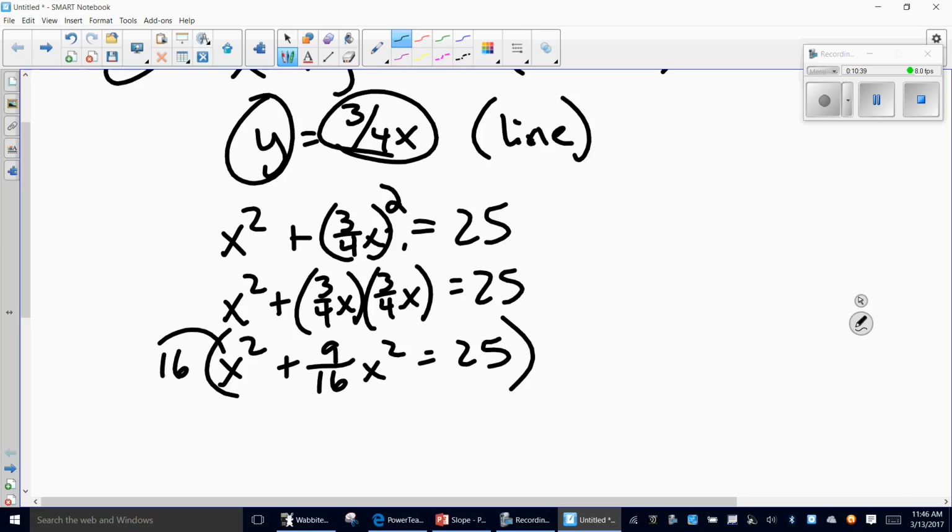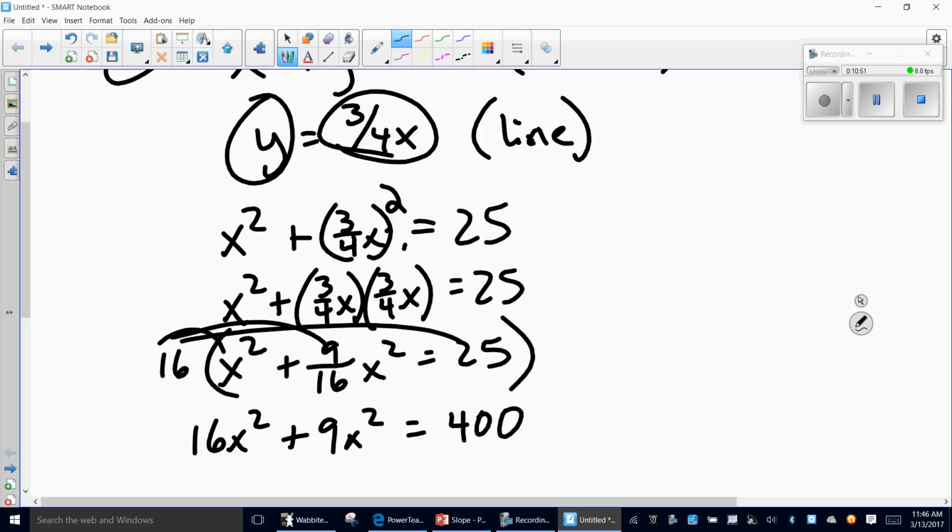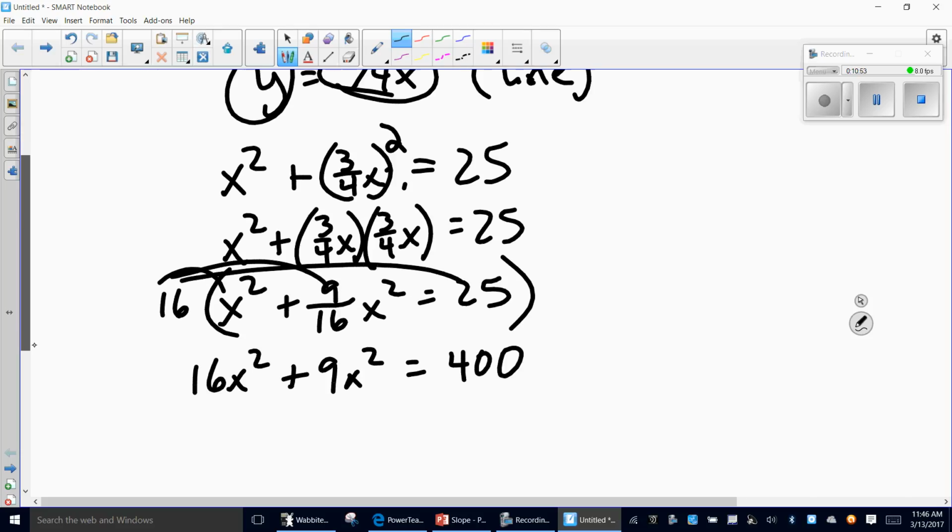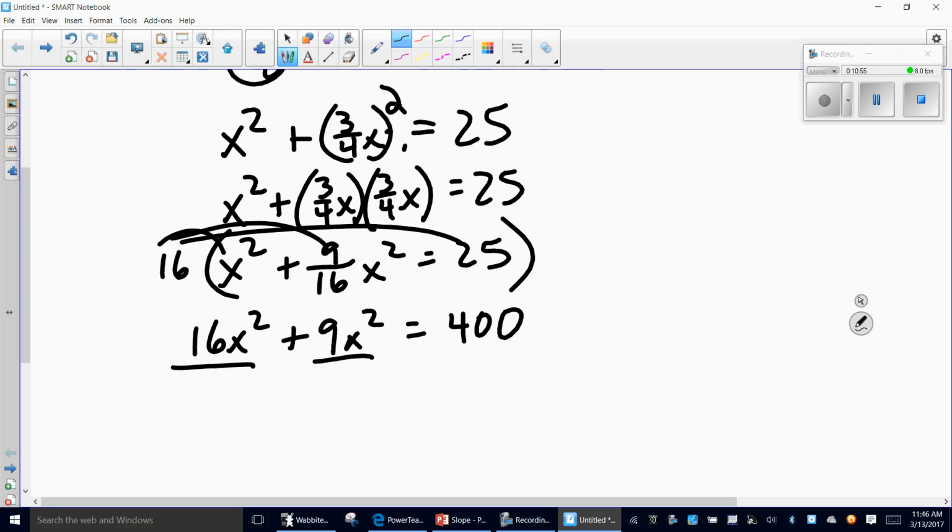So check this out. 16x squared, what happens to the 16s here? And I get 9x squared. And then 16 times 25 is 400. Then I can combine like terms because those match. What is 16x squared and 9x squared? 25x squared. Now, what kind of equation do you have? Here's where I do not want to confuse anybody. What kind of equation do you have?